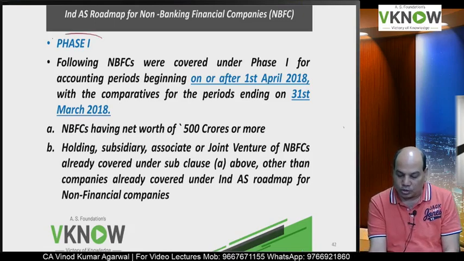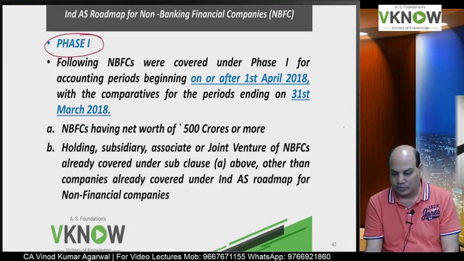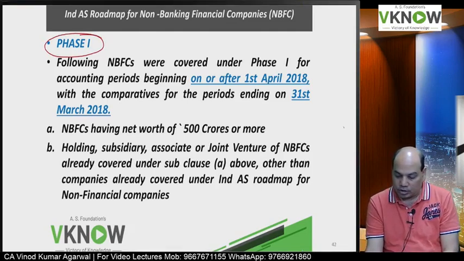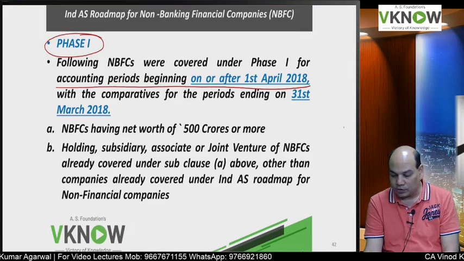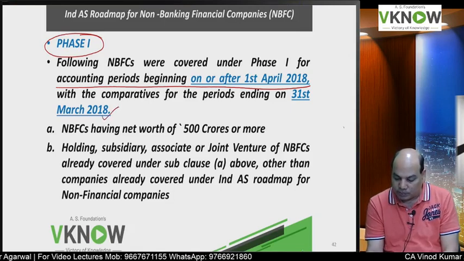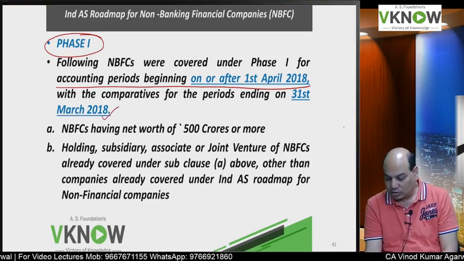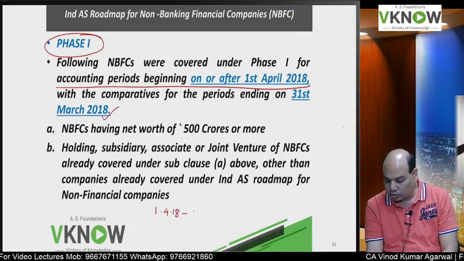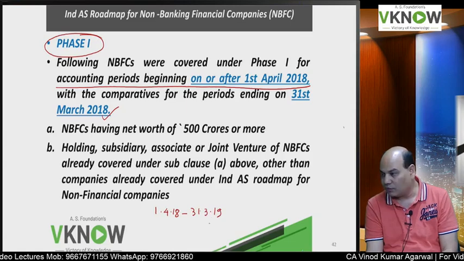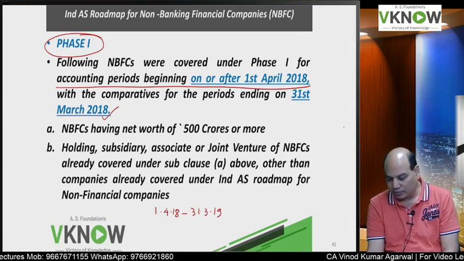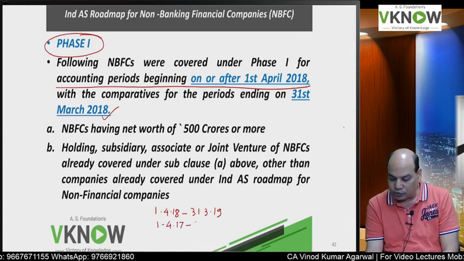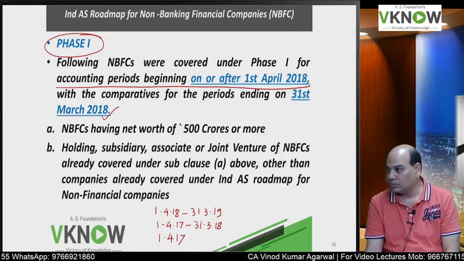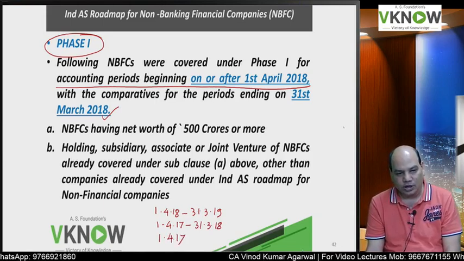So they are going to apply Ind AS in two phases. Phase 1 is for accounting periods starting on or after 1st April 18, and they will have to give a comparative of 31st March 18. So 1/4/18 to 31st March 19 will be their first financial statement under Ind AS, and you will give a comparative which will cover the period 1/4/17 to 31st March 18 with an opening balance sheet on 1/4/17. Same thing applies here also.